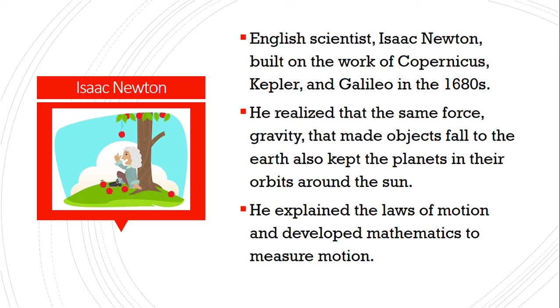The legend has it, he sees an apple fall from a tree, and it gets him to study this idea of gravity. Is it the same force that pulls objects to Earth that keeps the planets in orbit around the sun? And he ended up proving that's true. He also made other observations about the laws of motion, and developed ideas for mathematics to measure motion. So he's a very important leader during this scientific revolution. The BrainPop video will give you more details, and like I said, I'll go over that separately.